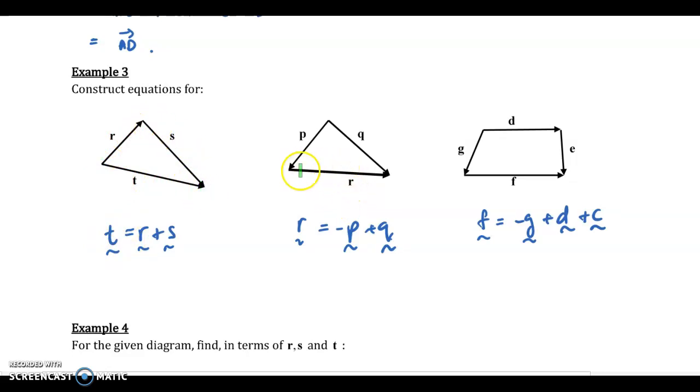Whereas with the next one, you've got R, and you've got two arrowheads there, but not here. So if you flipped P around, it would make it the resultant vector. It will also mean the head will meet the butt here as well. So we'll flip that around. That means that R will be minus P plus Q. For F, you've got a similar problem. You need to flip G around, and then that'll be minus G plus D plus C.